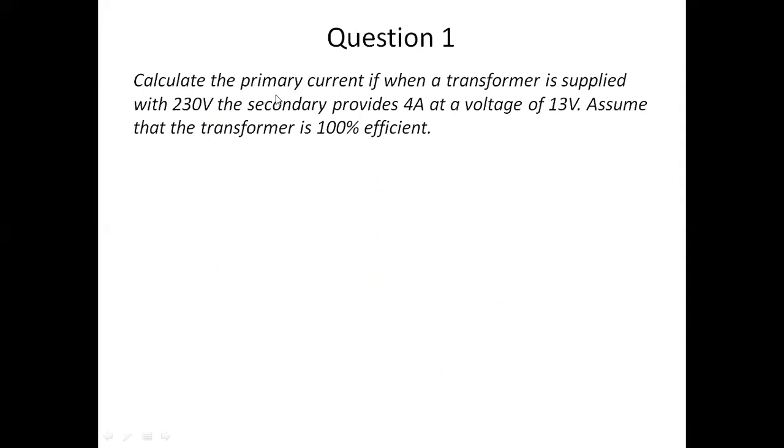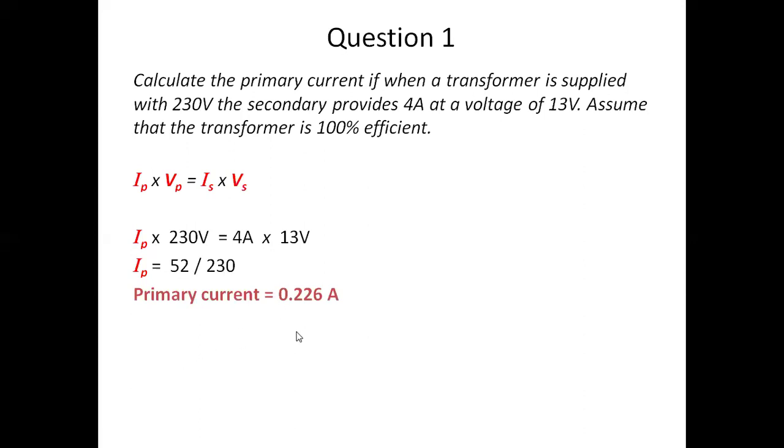That is, power in the primary is equal to power in the secondary. So calculate the primary current when a transformer is supplied with 230 volt, the secondary provides 4 ampere at the voltage of 13 volt. Okay, so output voltage is 13 volt and the current in the secondary is 4 ampere. So we have to calculate the current in the primary, where the primary voltage is 230 volt. Okay, so primary current is 0.226.